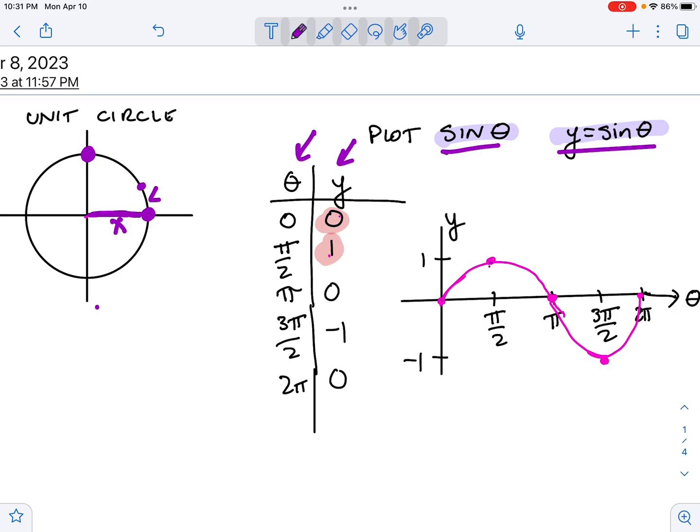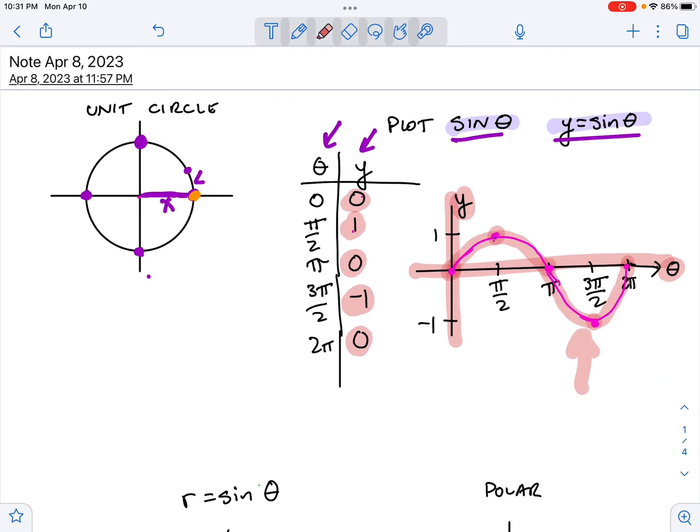And then if you keep going around the circle, when you get to pi, it's 0. When you get to 3 pi over 2 here, it's -1. And then we finally get all the way back to 2 pi, where the sine value is 0. If we plot our theta here and our y here, you end up getting a sine curve that looks like this. You start at 0, pick a point here, here, here, and here, and connect it so that it looks like a sine curve.